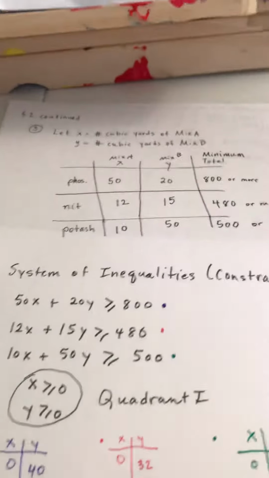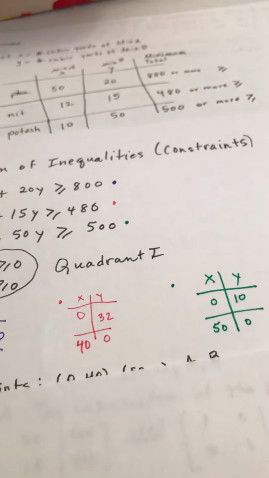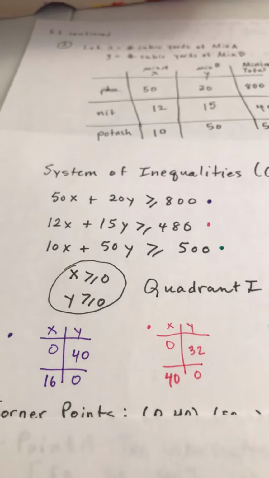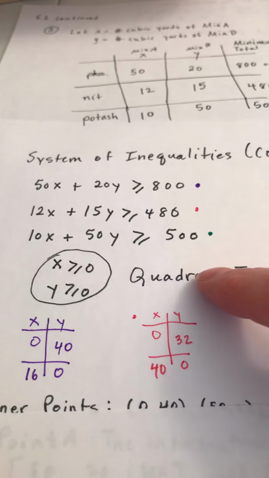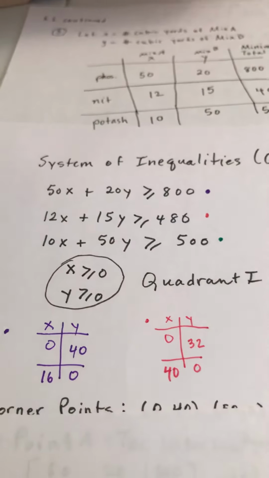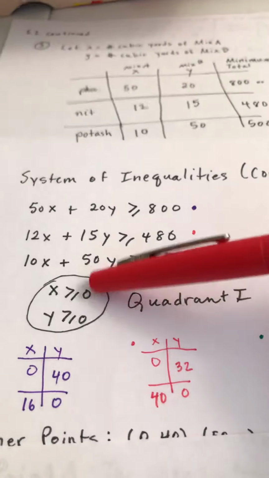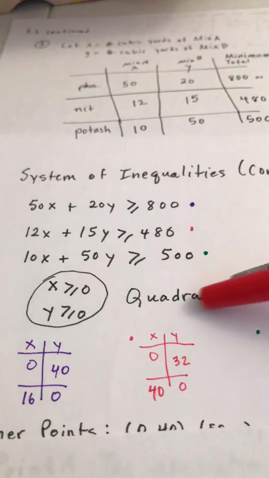I was just showing you all of these inequalities, the system, which we call constraints. So we've got 3 inequalities this time, and noting that x is greater than or equal to 0, y is greater than or equal to 0, makes everything in quadrant 1.